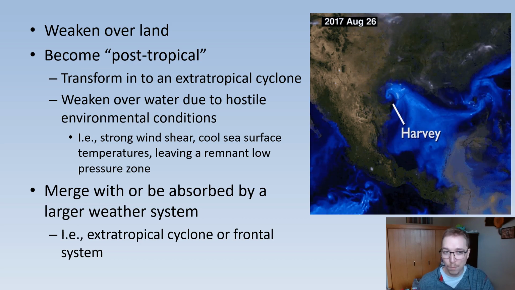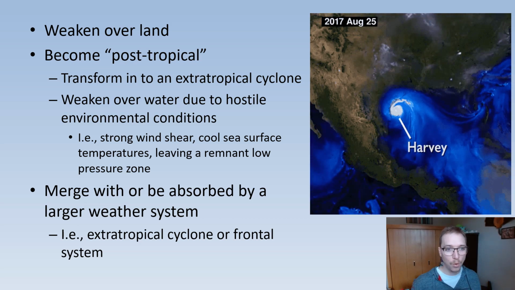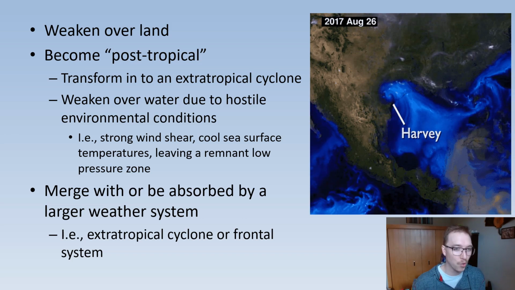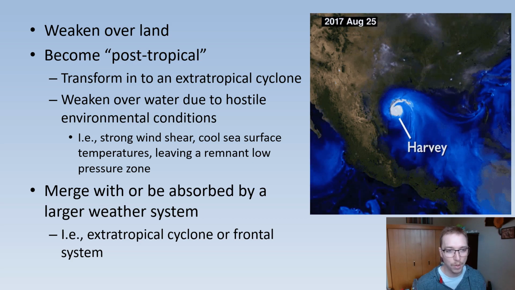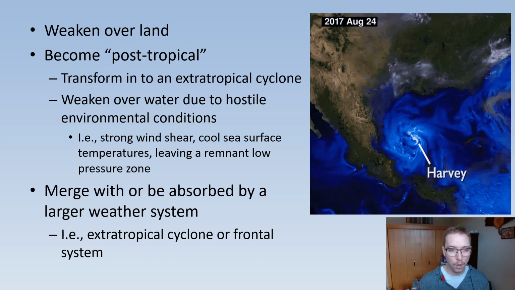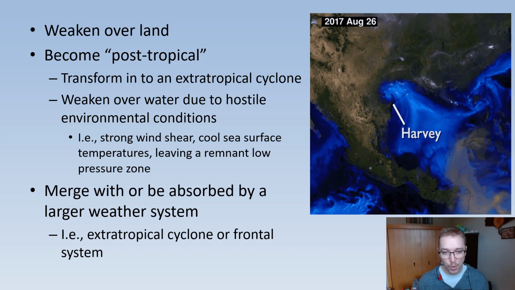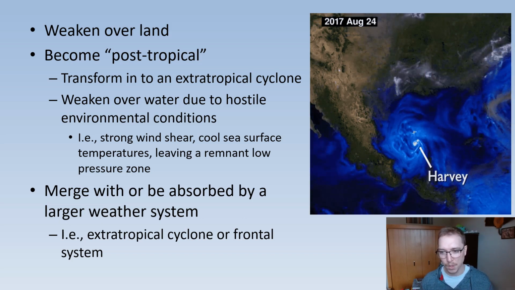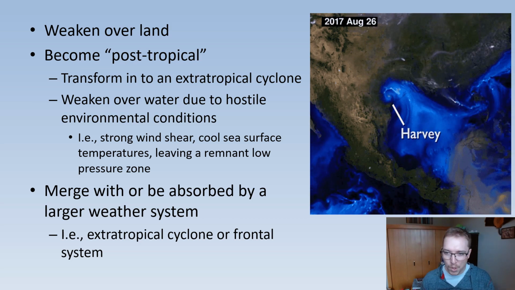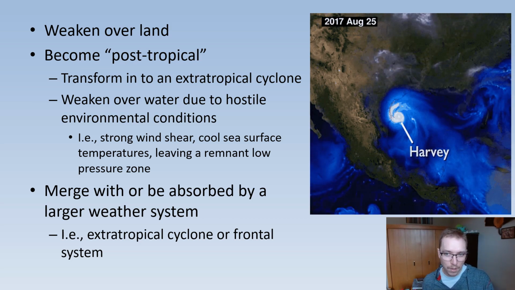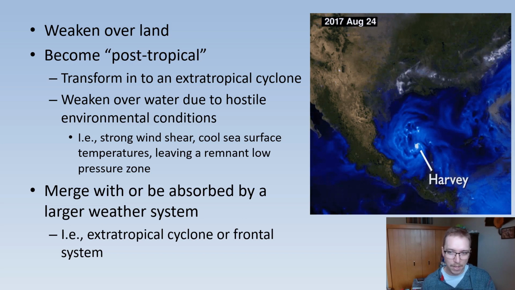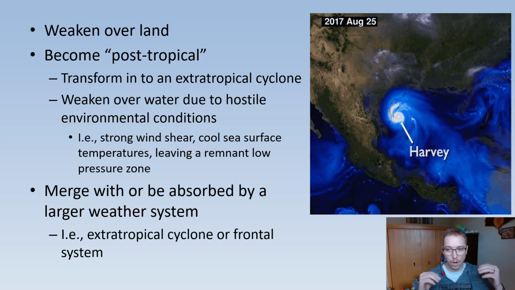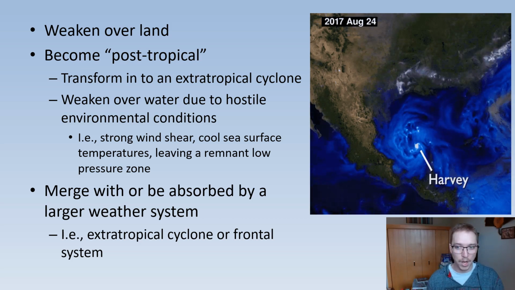It transforms into an extratropical cyclone, or weakens over water due to hostile environmental conditions, like strong wind shears or cool sea surface temperatures, leaving a remnant low pressure zone. It can be merged with or absorbed by a larger weather system, or intersected by a frontal system or something along those lines. But basically, once you move over land, you can still have moisture coming into the storm, but you're cutting off that dominant source of moisture, which is moisture being convected off the surface from that converging air.